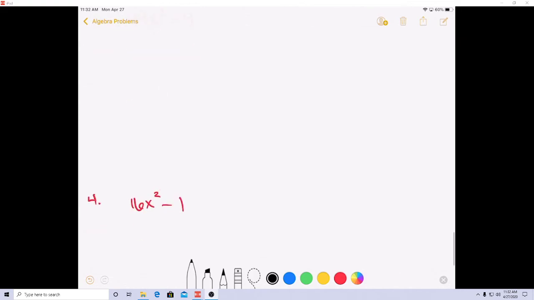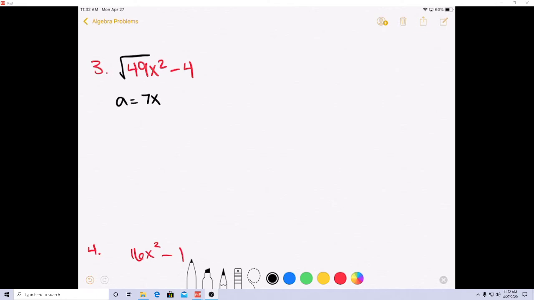Okay. Got two more in like 2 minutes, so we're good. This one again, 49 and 4. Both perfect squares, so let's get it going. A is going to be 7x, because the square root of 49 is 7. B is going to be 2. So a plus b is 7x plus 2. And a minus b is 7x minus 2. So there's our answer yet again.